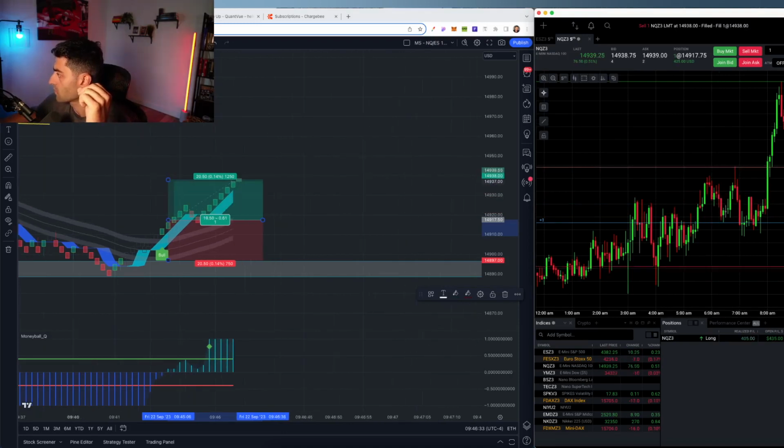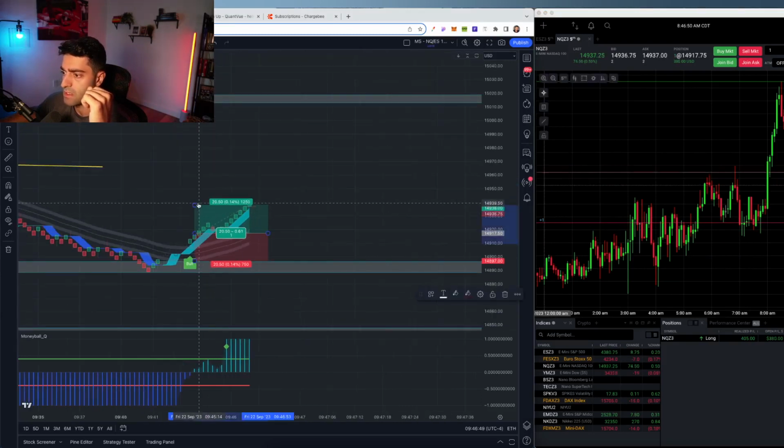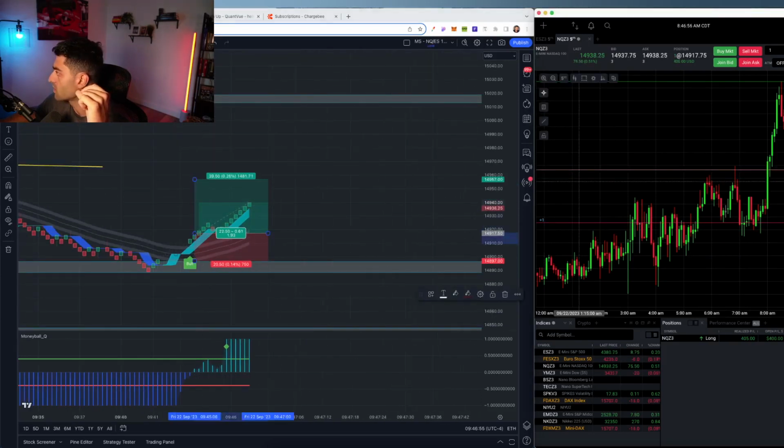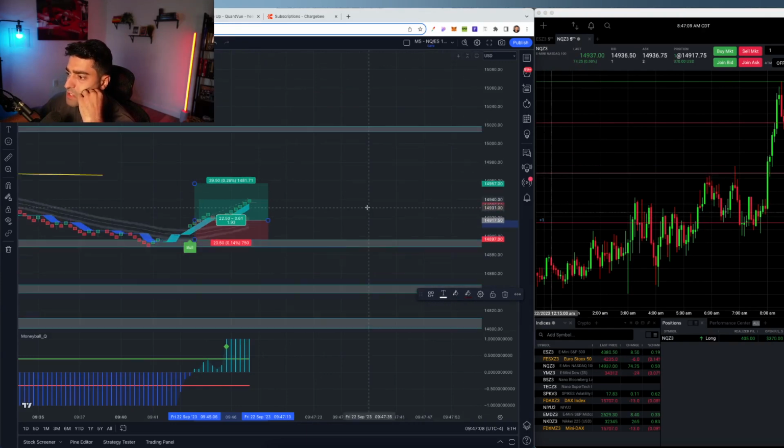Order filled. And there we go. Move stops to break even. Free trade. And then I will shoot for 2-to-1. See if we can tap this level back up here. See if we don't push higher. If not, we're already in a free trade, and that's pretty much it.